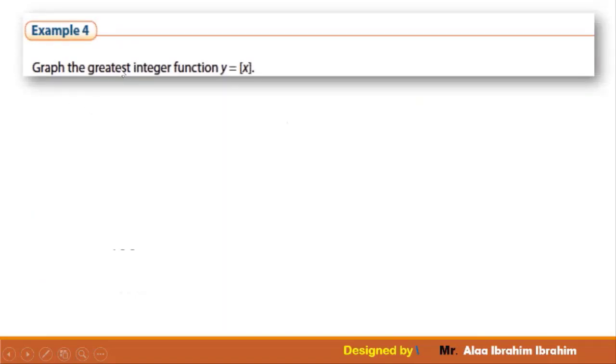Graph the greatest integer function. y equals this symbol, meaning the closest integer rounded down, like this.